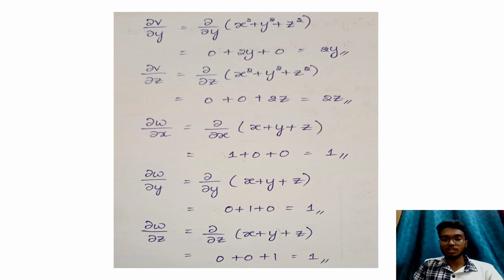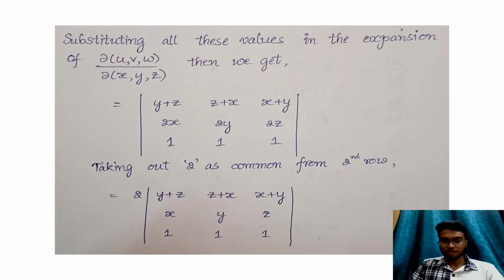So the final answer is 1. In the same way, ∂w/∂y and ∂w/∂z are also solved, and we get 1 for ∂w/∂y and ∂w/∂z as well. And now we substitute all these values in the expansion of ∂(u,v,w)/∂(x,y,z).